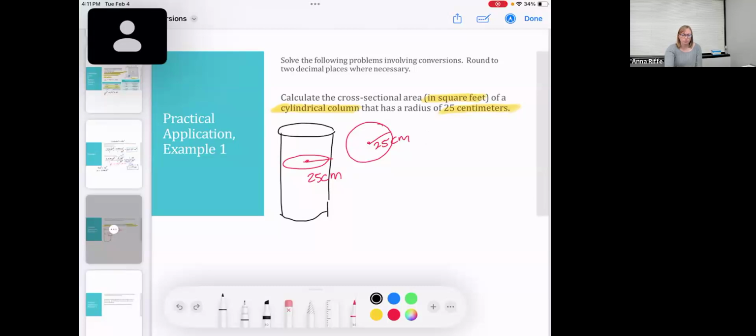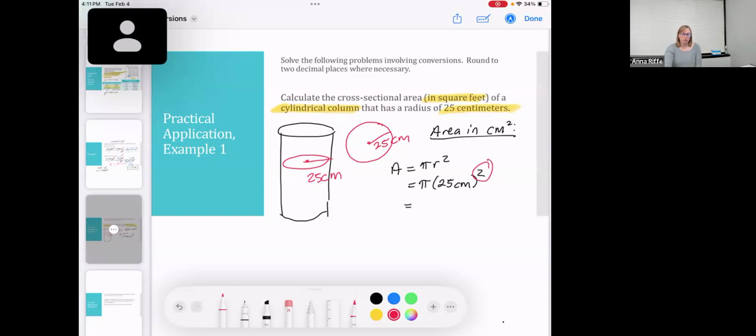Oops, I need a pen. Let's find the area, excuse me, not square feet, in square centimeters, because we're given the radius in centimeters. So my area formula is pi times the radius squared, which is equal to pi times the radius, 25 centimeters, squared. Again, I'm going to do that exponent first, and then I'm going to multiply the end result by pi.